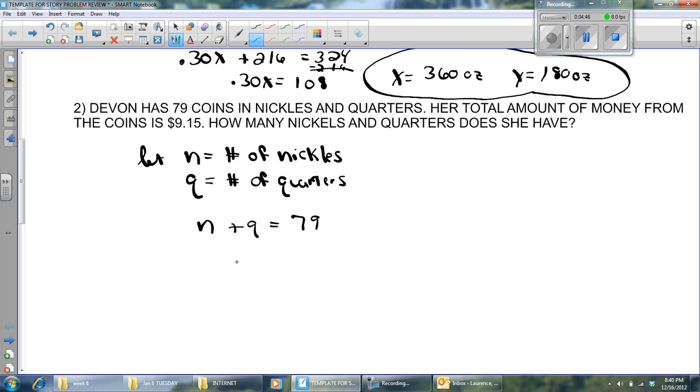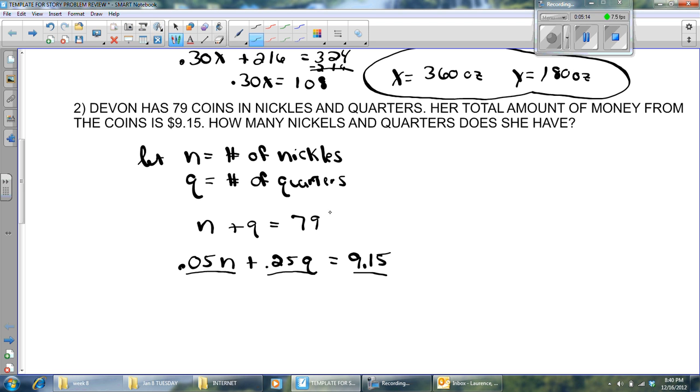Now, the total amount of money is $9.15. What I'm going to need is the money from the nickels. Wouldn't that be 0.05n plus the money from the quarters, 0.25q? That's got to equal the total amount of money. This one is different than the chemistry problem because I don't have to multiply over here. I have money from nickels plus money from quarters equals the total money.